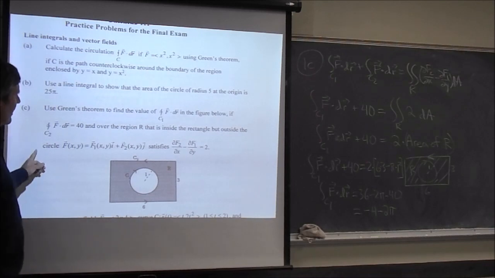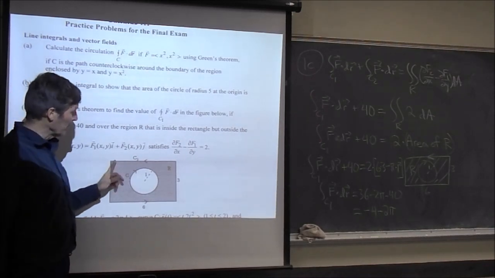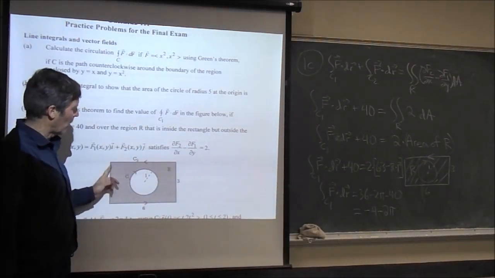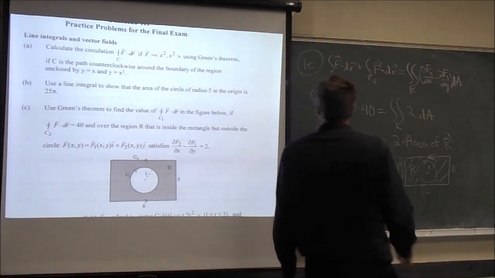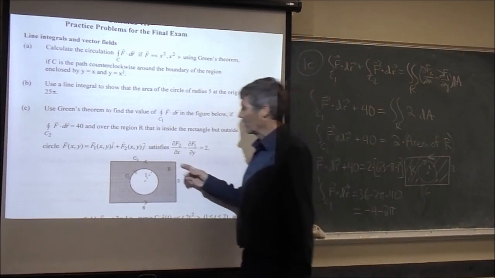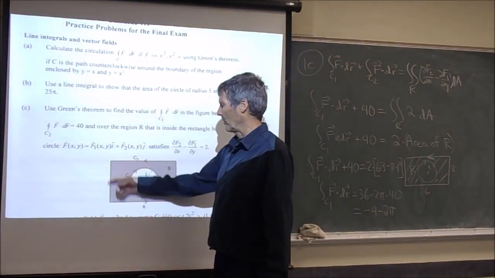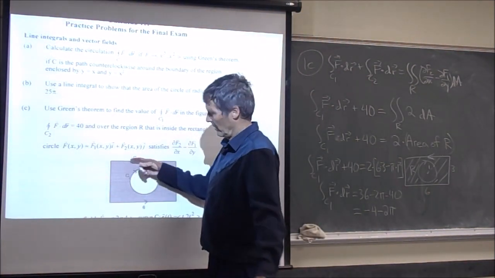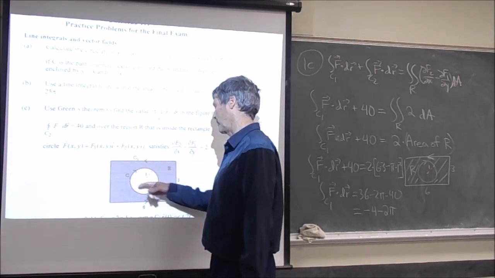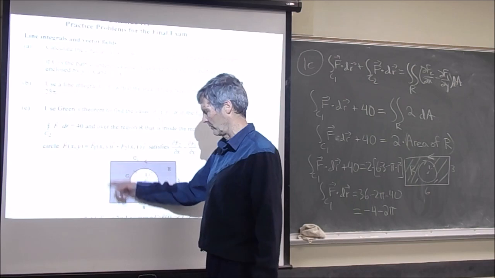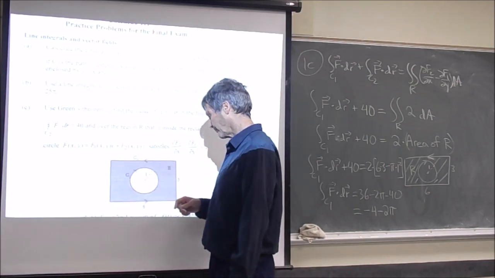The next problem is Green's theorem for a multiply connected region. Here's a region with a hole in it, right? For multiply connected regions, as long as you keep the region on your left on each curve, on C2, the region's on my left, on C1, the region's on my left, which means the inside curves you have to go clockwise, and the outside curves you have to go counterclockwise.